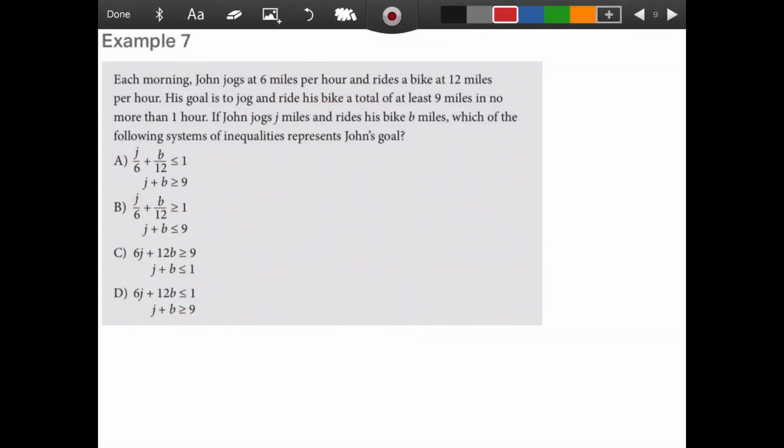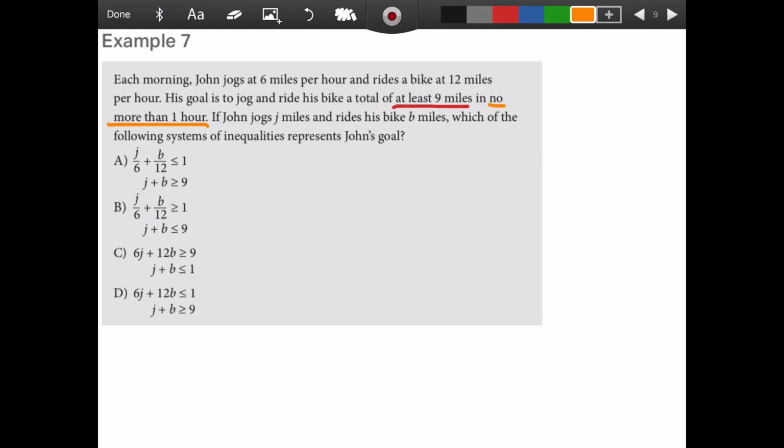For the last example of the video, I wanted to include another break-even problem because they can be intimidating and a little tricky. So let's check this out. Each morning, John jogs 6 miles per hour and rides a bike at 12 miles per hour. His goal is to jog and ride his bike for a total of at least 9 miles. That's important. And in no more than 1 hour. These are going to be important pieces of information that we can use to solve.